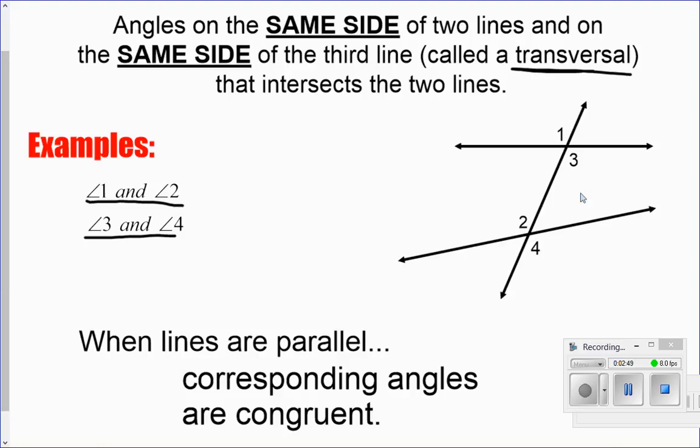So I'm not going to mark in this particular diagram that the corresponding angles are congruent because these lines are not parallel. However, if these lines were marked parallel with our arrows, then I would say that angle 1 is congruent to angle 2 and angle 3 is congruent to angle 4. And any pair of corresponding angles would be congruent, again, only when the lines are parallel, which they're not in this particular case.